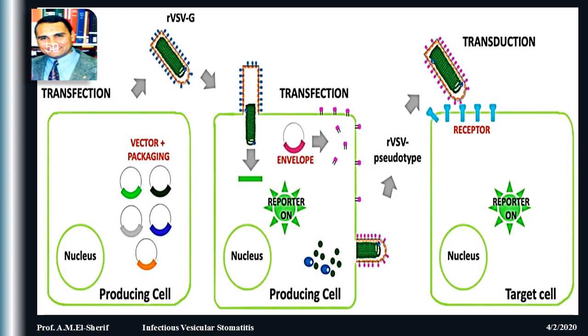This chart explains the transfection and the transduction of the virus, where here in the first group the vector enters the nucleus, producing cells of new Indiana vesicular stomatitis virus. When it enters the cells of the host, it will lose the envelope and begin producing, and then come out as recombinant vesicular stomatitis virus pseudotype, where transduction occurs through attachment to the receptor of the targeted cell.